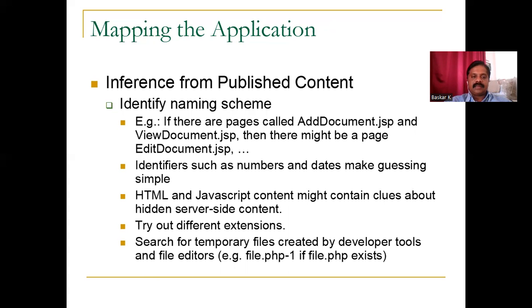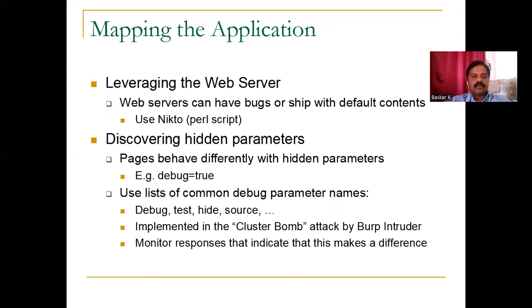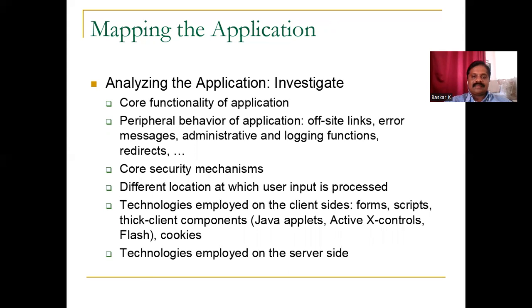Inference from published content: identify the naming scheme. Use of public information, with search engines such as Google, Amazon, Yahoo. Analyzing the application: core functionality of the application, peripheral behavior of the application, core security mechanisms, different locations at which user input is processed, technologies employed on the server side, and technologies employed on the client side.